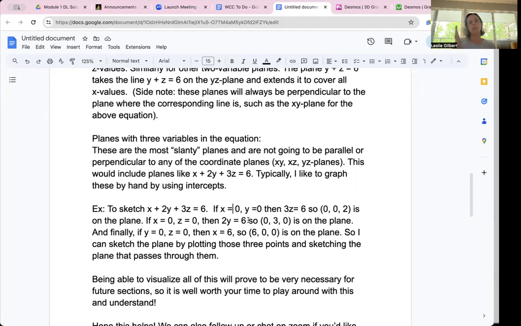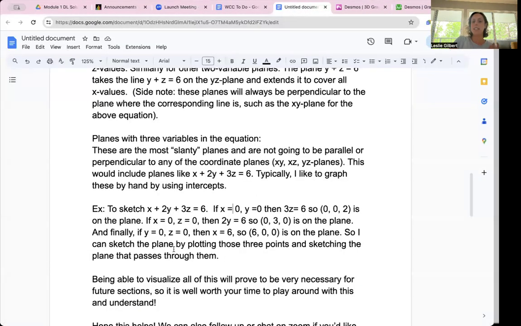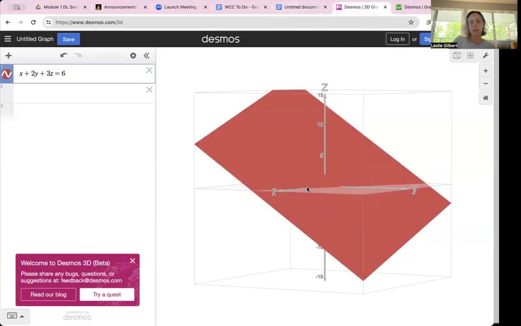So like x is 0, z is 0 means y is 3. So 0, 3, 0 is also a point on the plane. So that would mean x is 0, z is 0, y is 3 would be this point right here. And last but not least, if I set y and z equal to 0, x has to be 6. So that means this point out here is at 6, 0, 0.